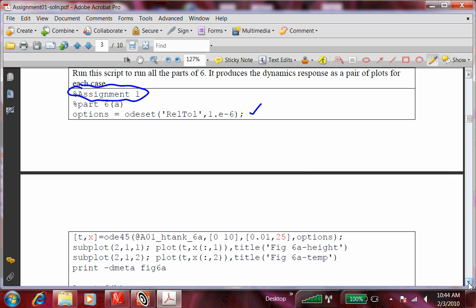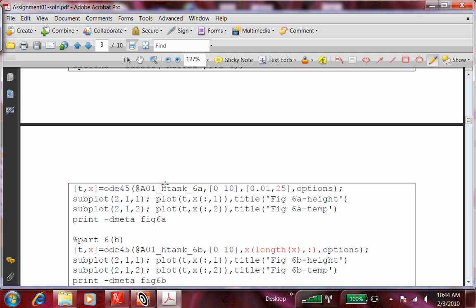And the next line is ode45, the name of the function. This also, we have already seen what it is. And these are the initial conditions for the height and the temperature. And the output that comes from ode45, I'm saving it in the variable called T comma x. So x is going to be a matrix with two columns. The first column will be the height, the second column will be the temperature. So that pattern depends on the pattern that you see here. The first variable is for the height, the second variable is for the temperature. It's going to return in the same way.